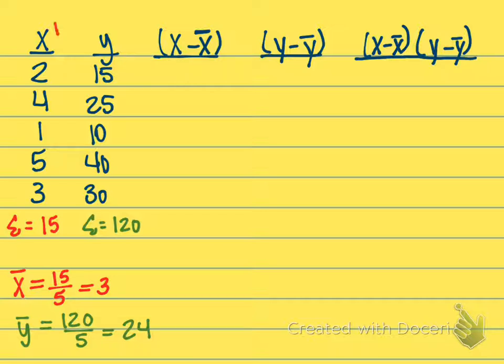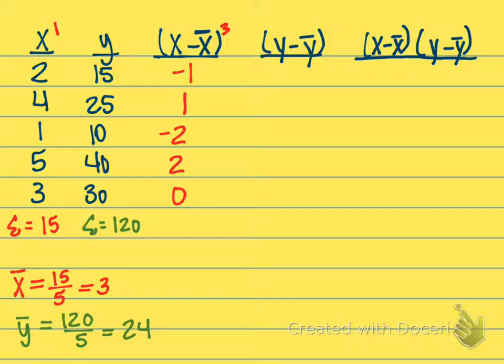All right, so coming up to this chart I've made, column 1 is our x values. And so I'm going to use that to calculate column 3. It's just the value in column 1 minus the average that we just found of 3. So 2 minus 3 is negative 1. 4 minus 3 is 1. 1 minus 3 is minus 2. 5 minus 3 is 2. And 3 minus 3 is 0.